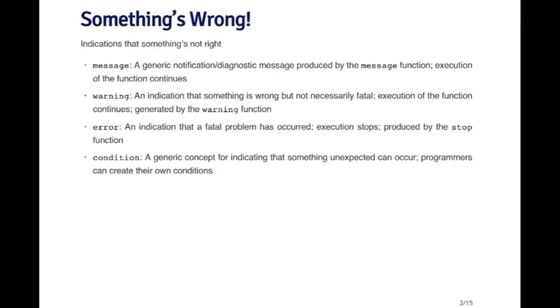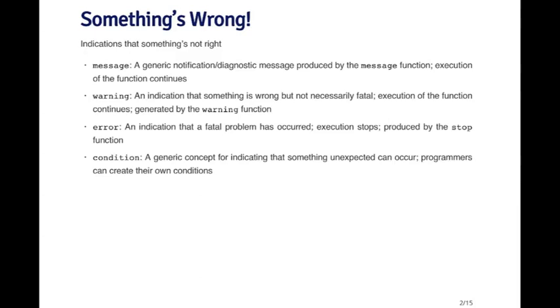So how do you know that there's a problem? There are a couple of indications that R will produce that will give you the sense that there's something going on. And this is roughly the gradient. I think I mentioned this before, but basically there are three main types of indications. The first is a message, and a message is a very tame notification. It could be a diagnostic message that something happened, but it could be nothing. The message won't stop your function from executing.